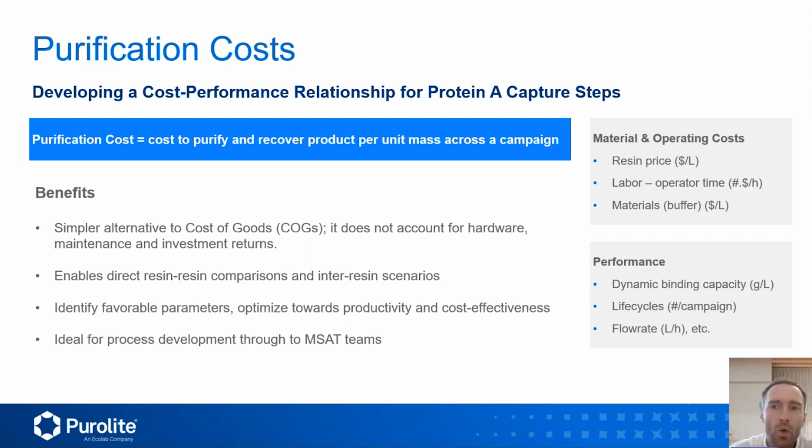One of the ways we can quantify the cost effectiveness of a process intensification strategy in the context of Protein A chromatography centers on the purification costs. Namely, how much does it cost to purify and recover a gram of product across a process step or campaign?